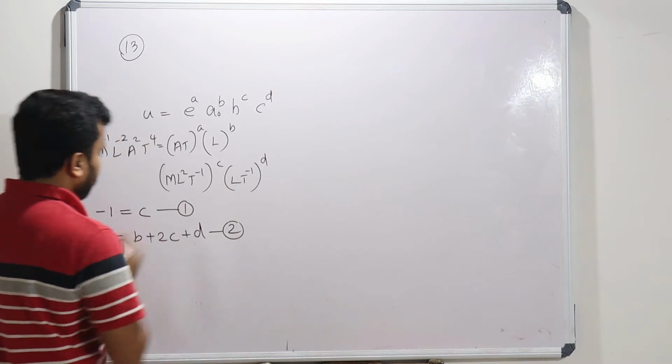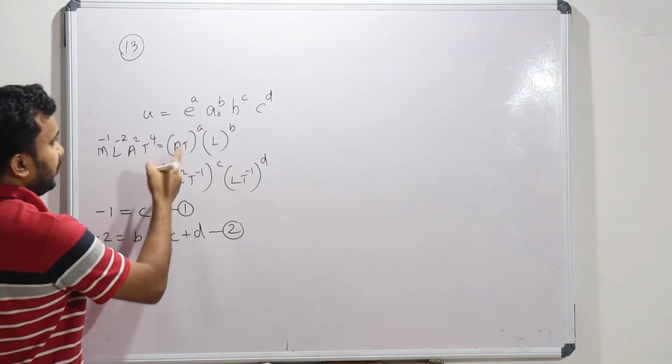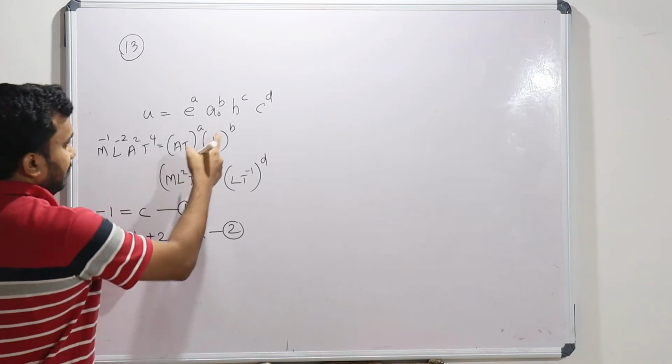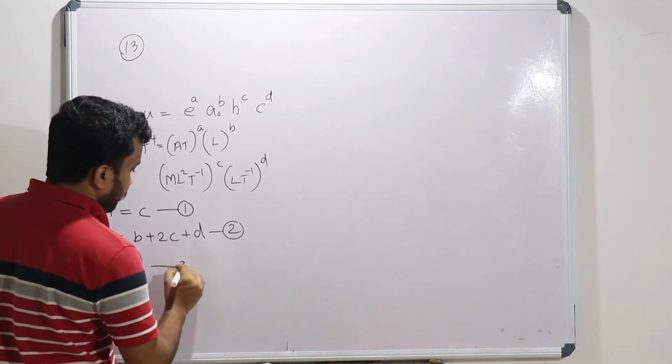Equation number 2. We'll go to the third coefficient of A. So it is 2 equal to A plus no A, nowhere. So A is equal to 2. So this is over equation number 3.